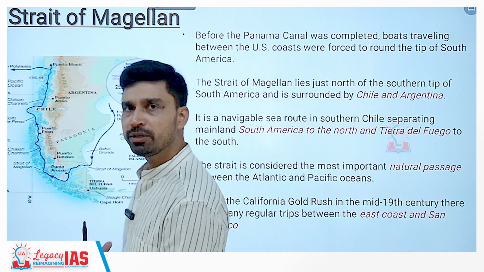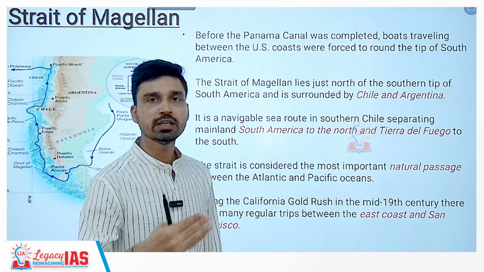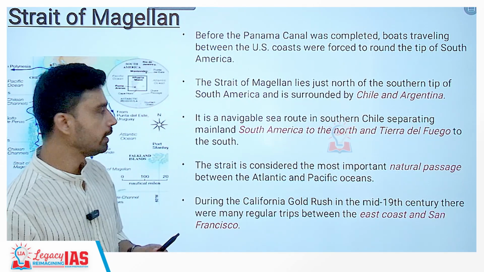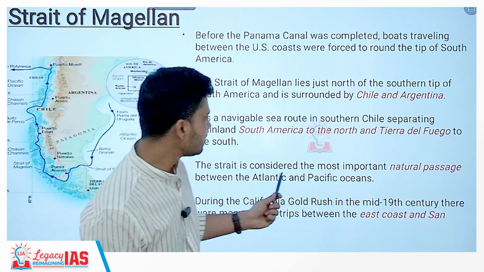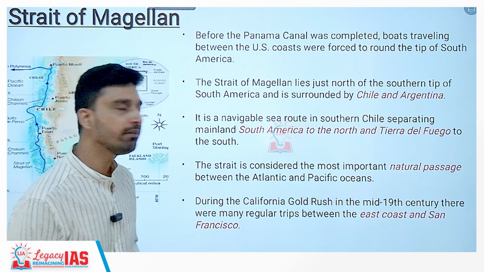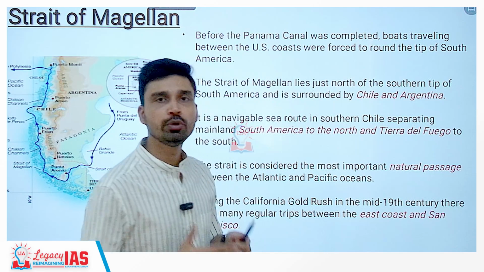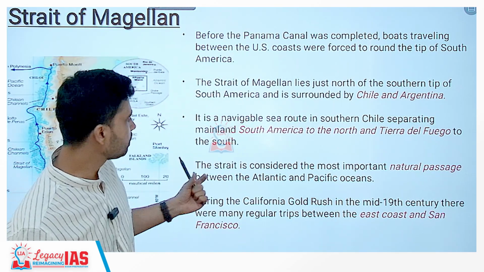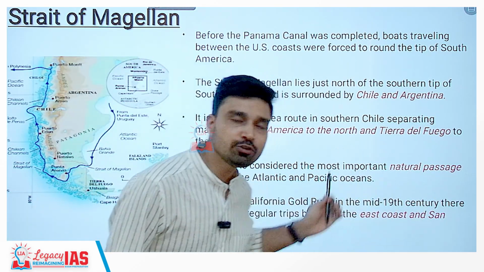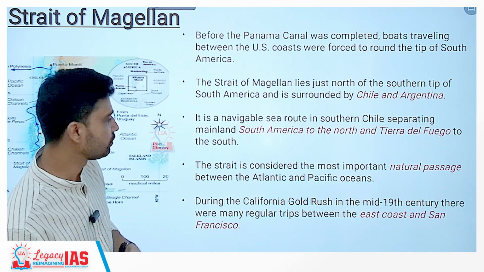So, this is one of the major reasons, apart from Australia, which is used as a transit point or port of entry for the Antarctic Peninsula. Now, the strait is considered the most important natural passage between the Atlantic and Pacific. This is again a very important point. You have to remember that unlike the Panama Canal, which is a man-made project, this particular strait is a natural passage that has developed naturally due to geological and geographical disturbances.